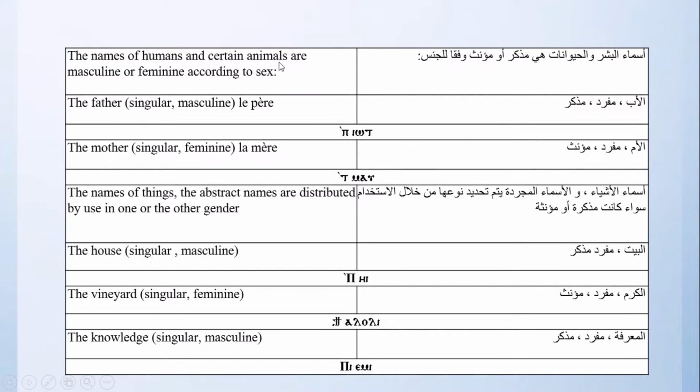The names of humans and certain animals are masculine or feminine according to sex. For example, we say the father, epiot, and the mother, etmau. The names of things and abstract names are distributed by use into one gender or the other. For example, we say epe, which means the house, T aloli, which means a vineyard, and P-emi, which means the knowledge. So it just happened in an arbitrary way to call things in this way.